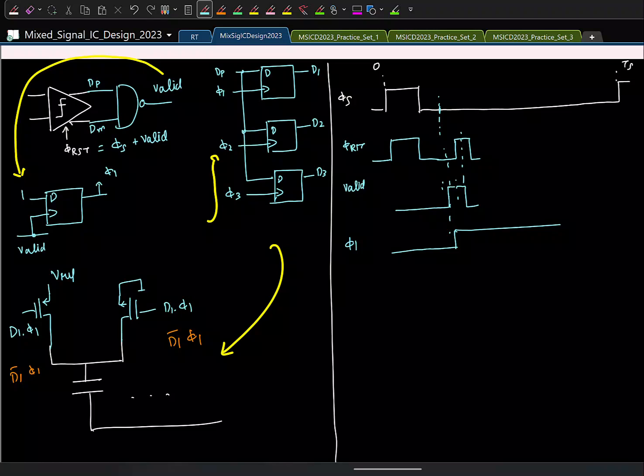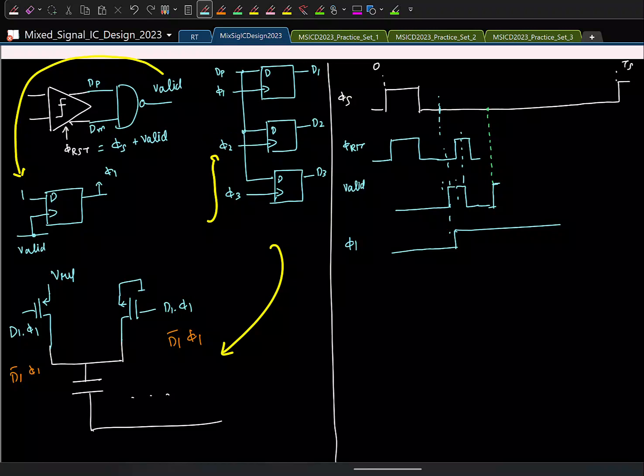Now reset has come to 0, which means the comparator can start comparing once again. We have already flipped the capacitors, so the next input is ready. So the comparator will start the next comparison. Let us say at this point, the next comparison is also done. So what will happen first? Valid will go high after the comparison is done. And once valid goes high, we have to generate the second clock phi 2, right?